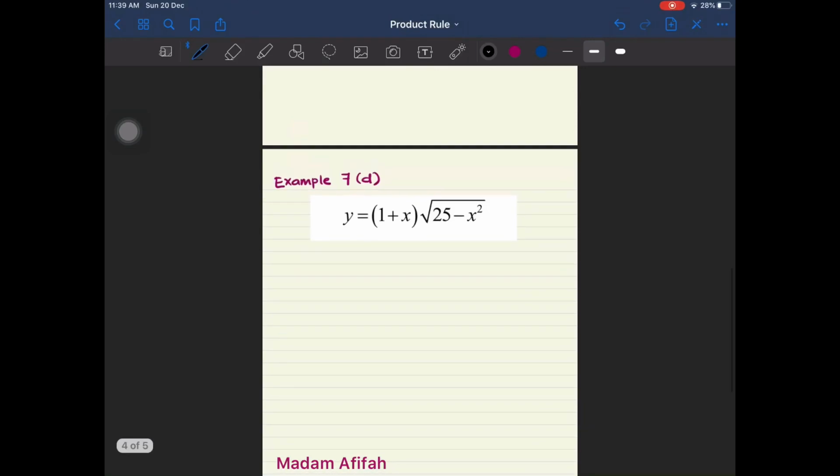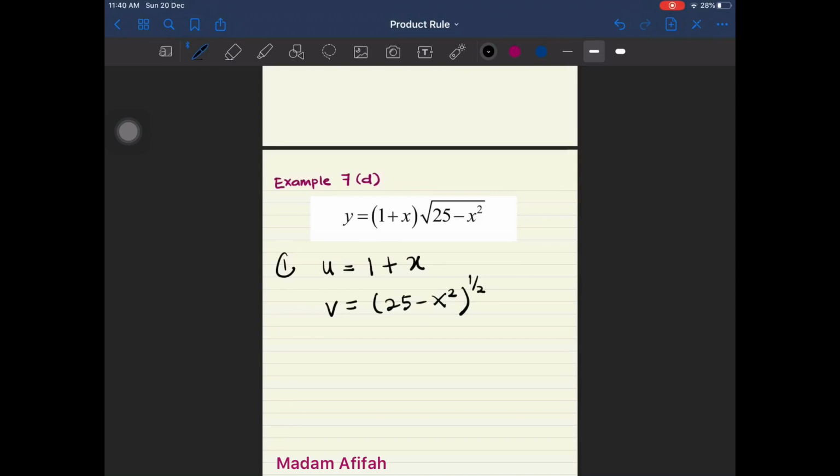Let's try to solve this problem by using the product rule. As you can see in this problem, we have a multiplication of two functions, polynomial and polynomial. My first step is to identify my u and my v. I let u equal 1 plus x, and v equal (25 minus x squared) to the power of half. I just changed the way I write the square root, writing it in terms of power half.